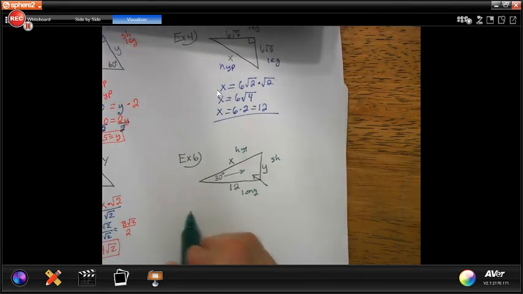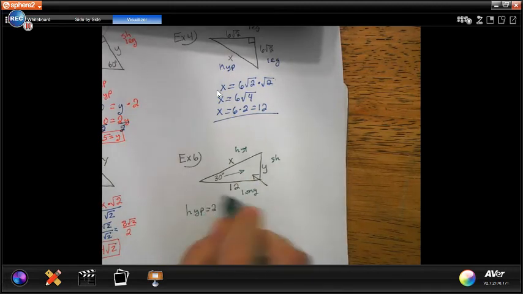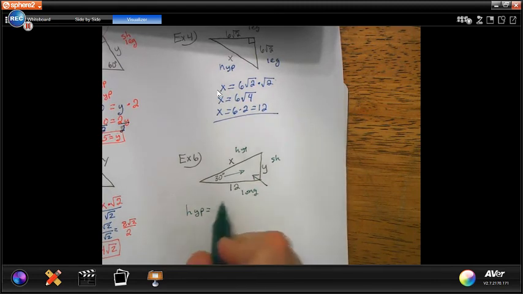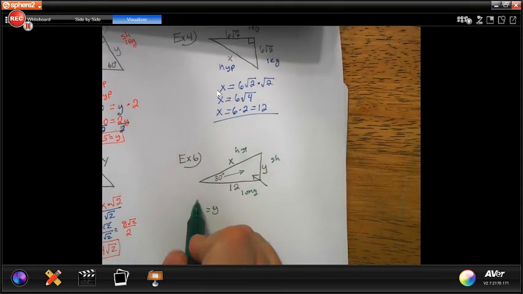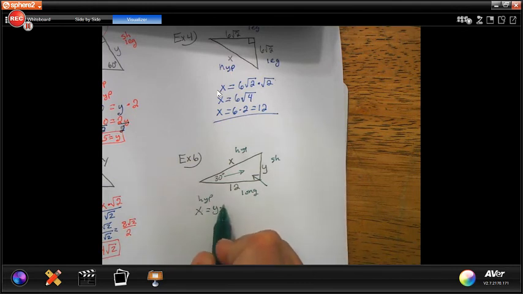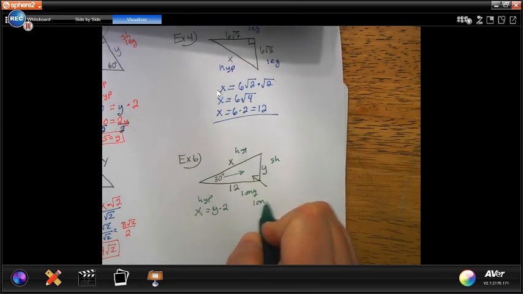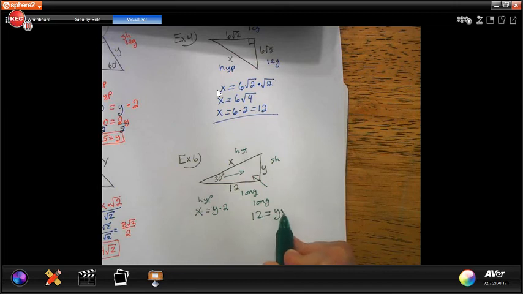If I use the hypotenuse formula first, short leg times 2, sorry. Short leg is y, hypotenuse is x. So hypotenuse formula: x equals y times 2, that's two variables, we can't do that. So we have to use the long leg formula. So that's the long leg, which is 12, equals the short leg times radical 3.